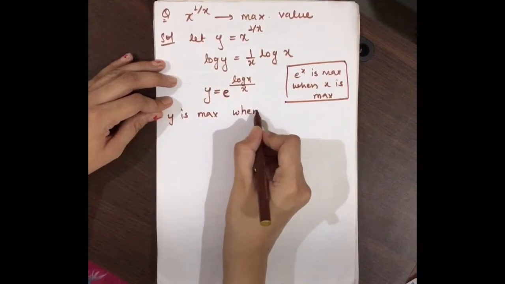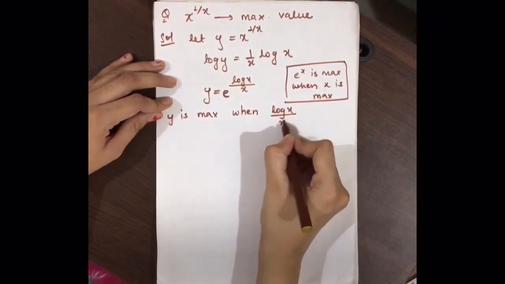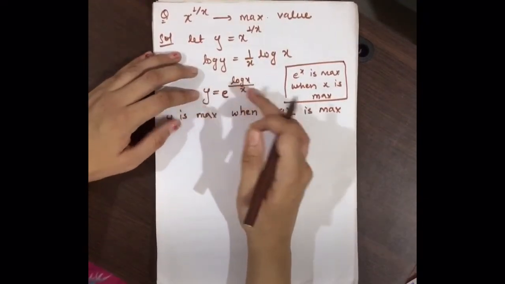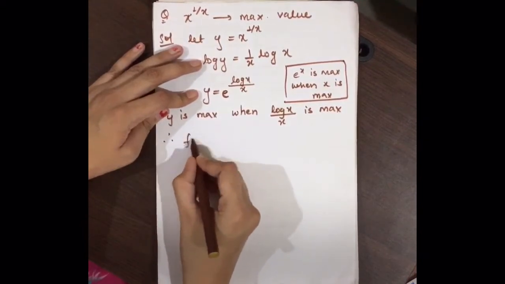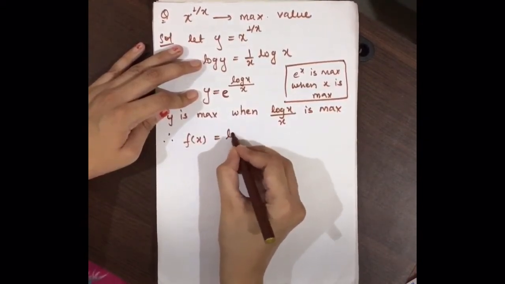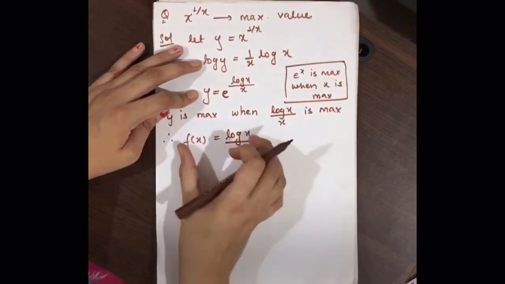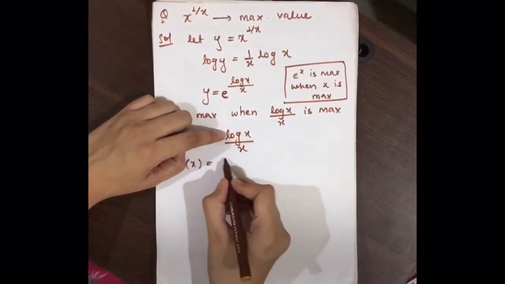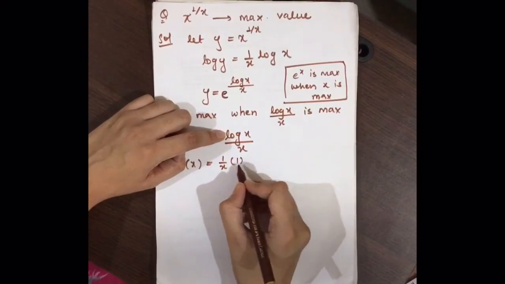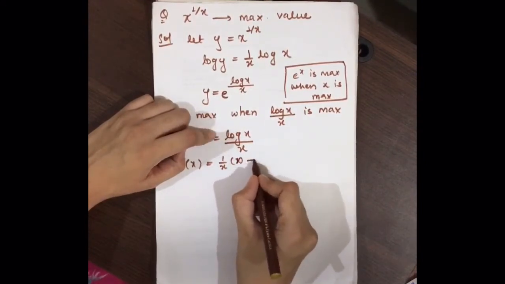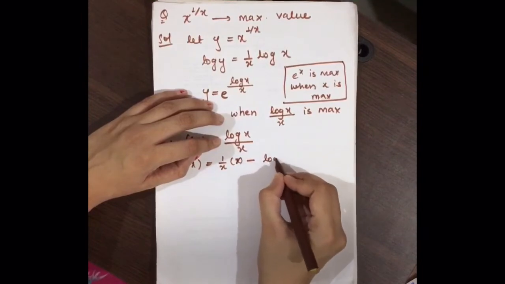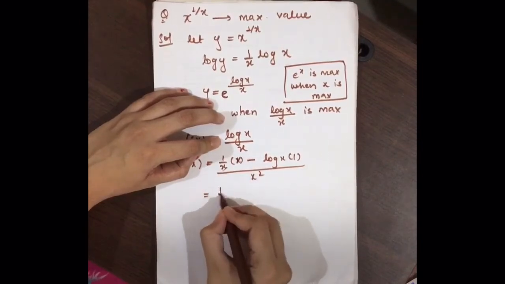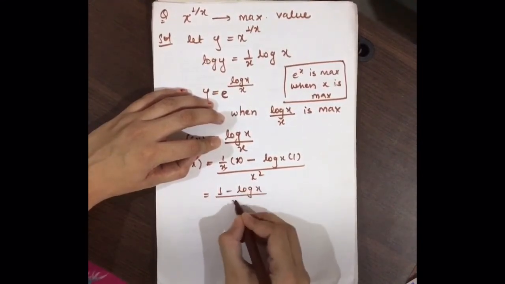So let me write it. y is maximum when log x upon x is maximum. Okay, so our new function is log x upon x, and it's very easy to differentiate this term. So f dash x will be, let's use the division rule, so we'll get 1 by x into x, minus the differentiation of x, which is 1, into log x, upon x square. Now on solving we get 1 minus log x upon x square.